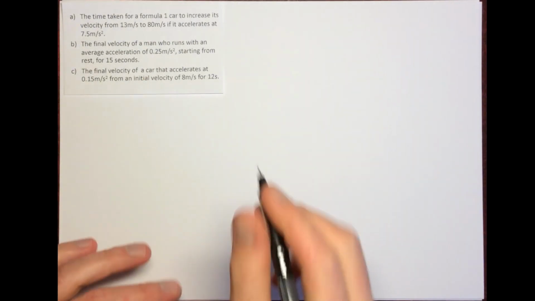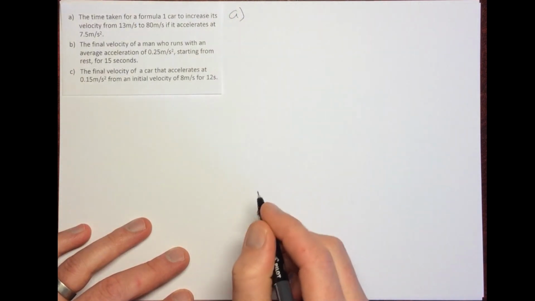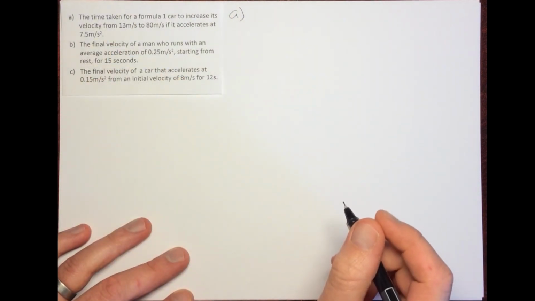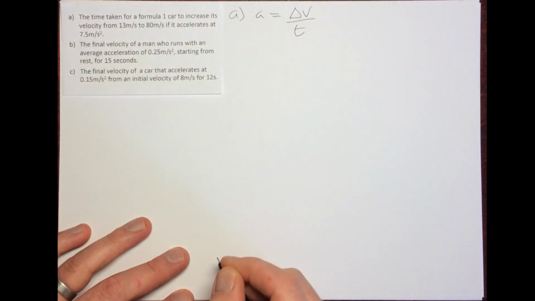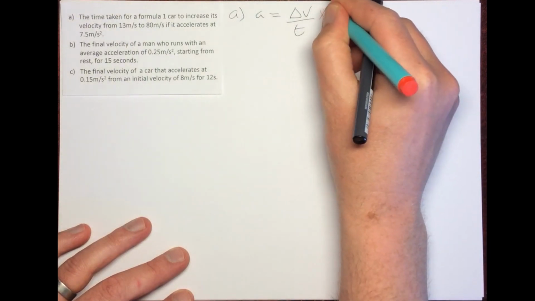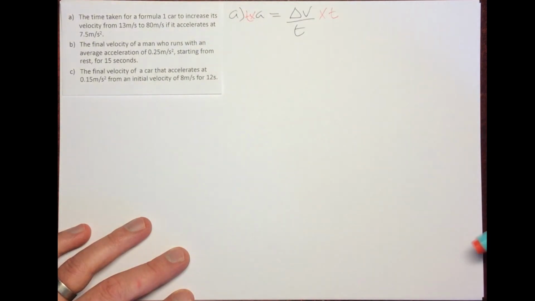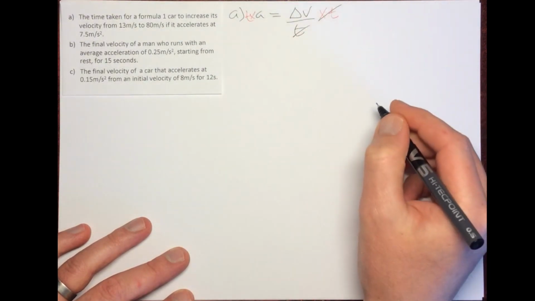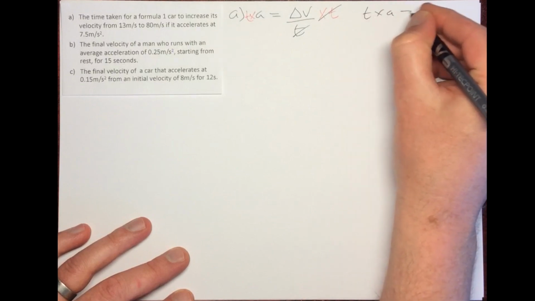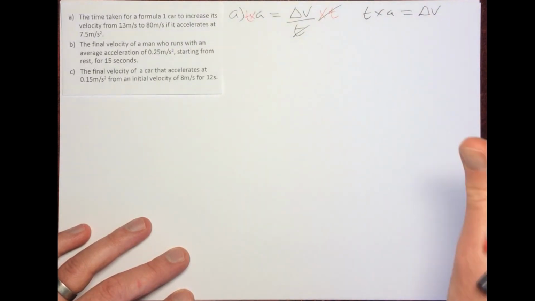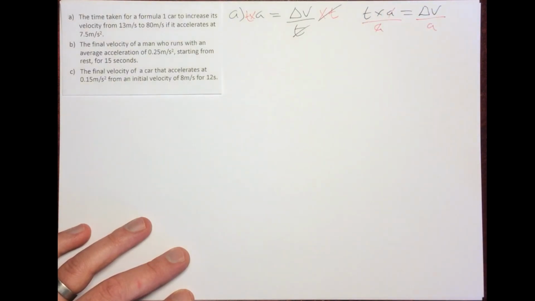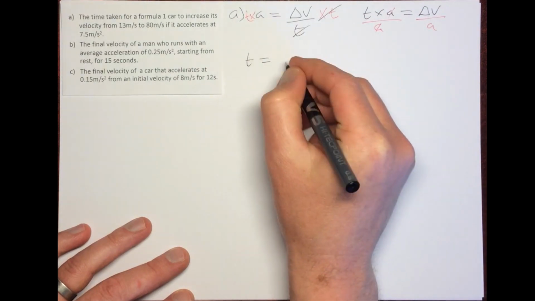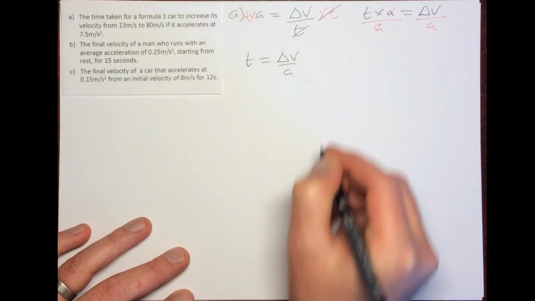So let's have a go at these questions then. First of all, question A. The time taken for a Formula 1 car to increase its velocity. So I need to rearrange the equation as I showed you before. I want to work out the time, so the first thing I need to do is multiply both sides by t. That cancels out, giving me t times a equals delta v. Then I divide both sides by a so that they cancel out. So the equation becomes t equals delta v over a.